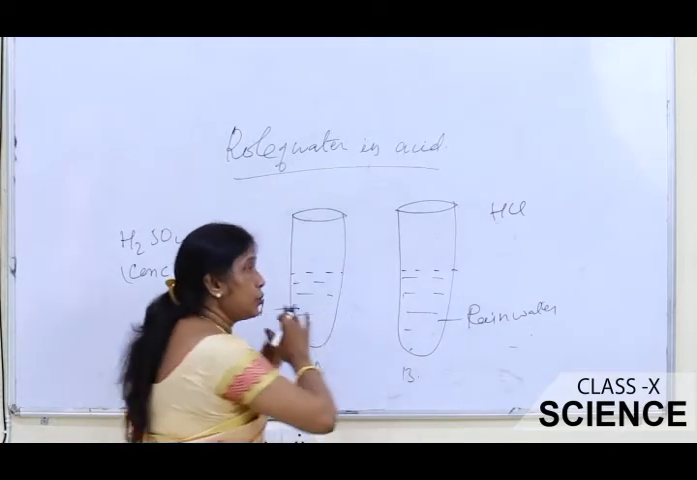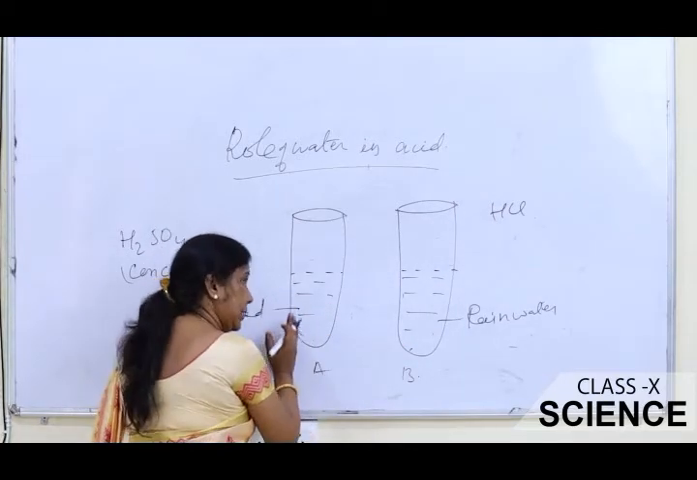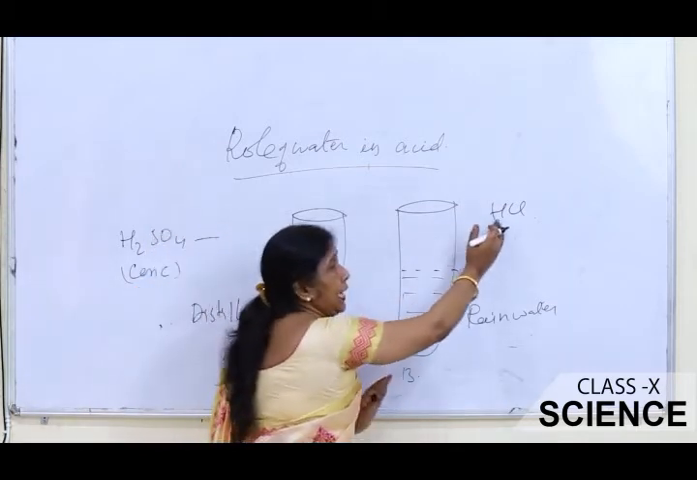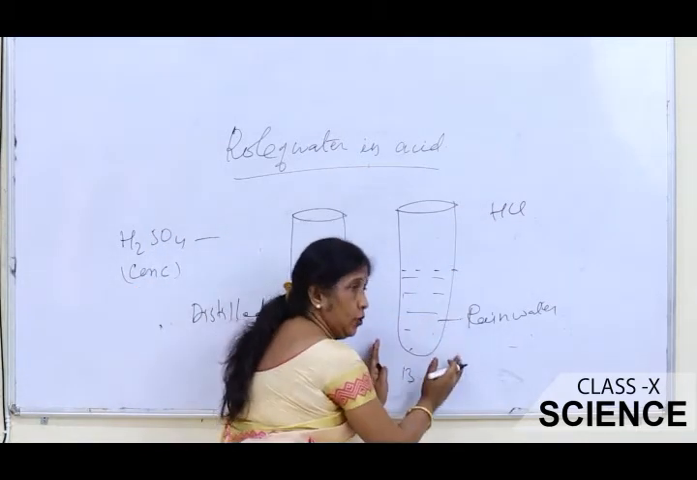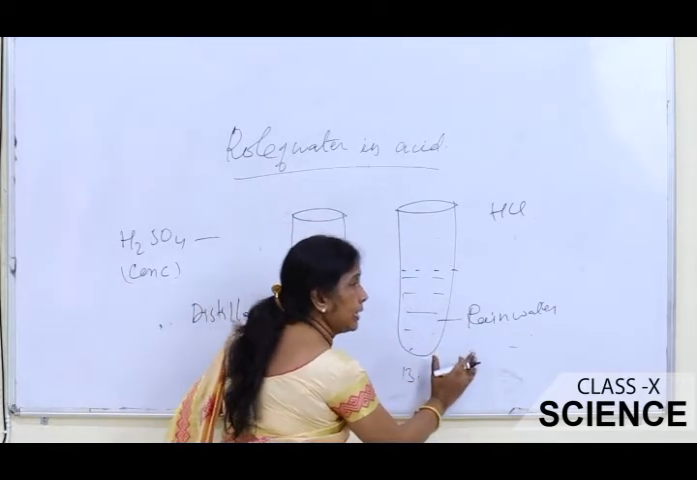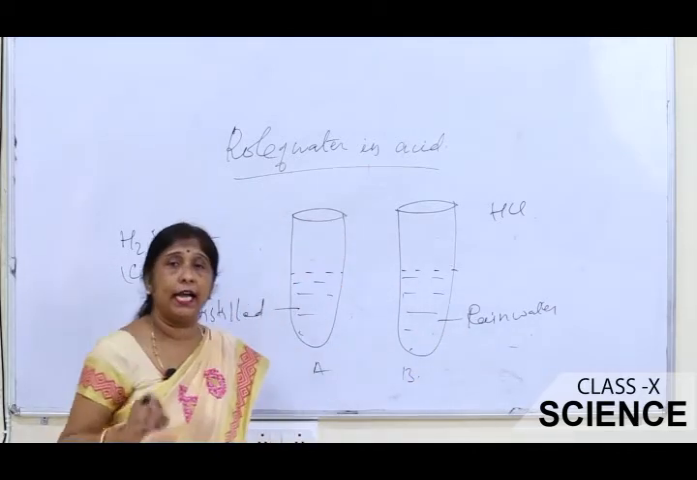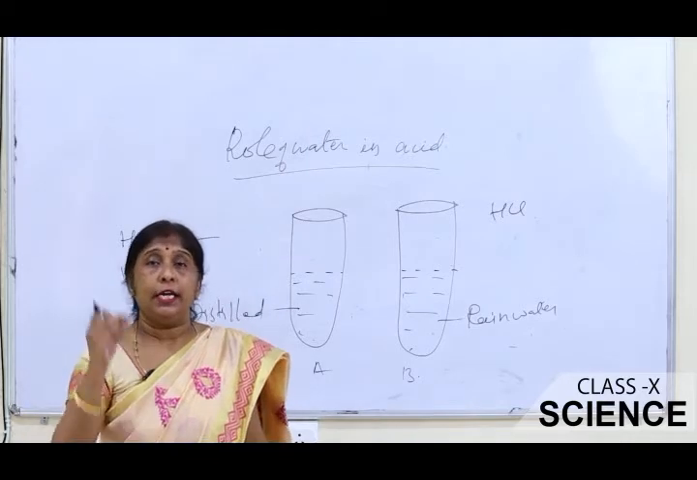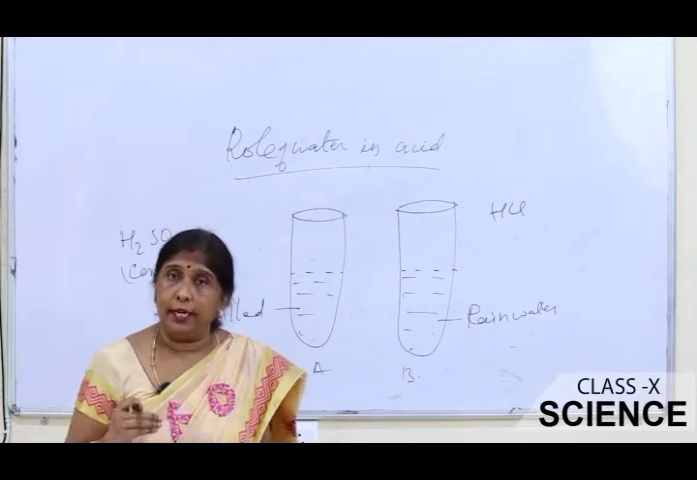This HCl will dissociate to form H plus ions in the distilled water also, and H plus ions will be formed in the rainwater also. But the amount of H plus ions produced will be more in the rainwater because it already has certain dissolved substances, dissolved acids in it, right?